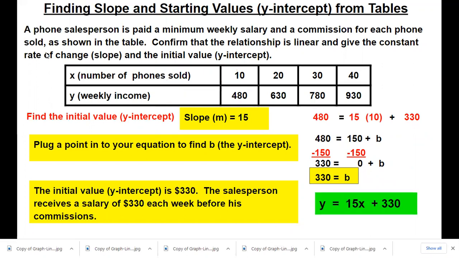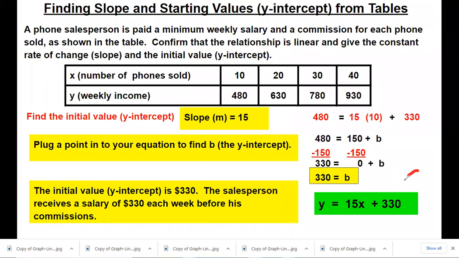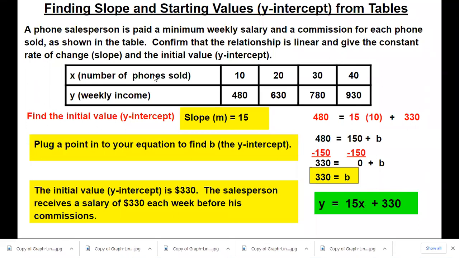Okay? y equals 15x plus 330 is the equation of this linear relationship. Okay, the weekly paycheck, $15 times the number of cell phones that he sells. That's his commission. Okay, next page.